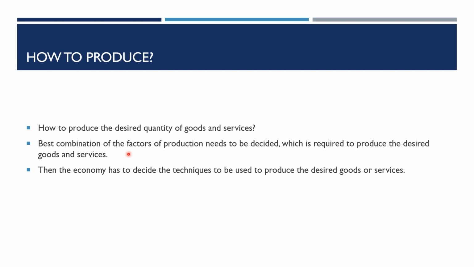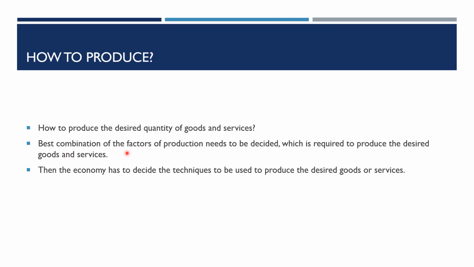For example, if I'm going to produce just two chocolates, and for that I'm buying a very big area, a very big building, it doesn't make sense. So we need to decide the best combination. And let's say we are producing some 5 lakh chocolates per day, and we have an area which is very small and not sufficient, then that also is a wrong combination. We need an efficient combination of resources that will help in improving the productivity of the economy.